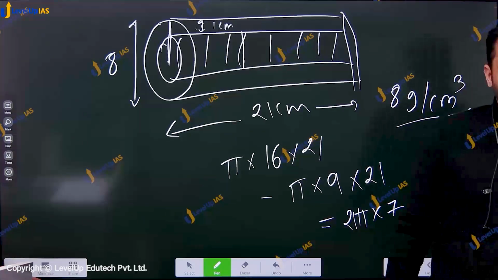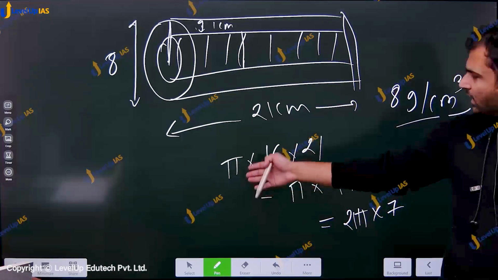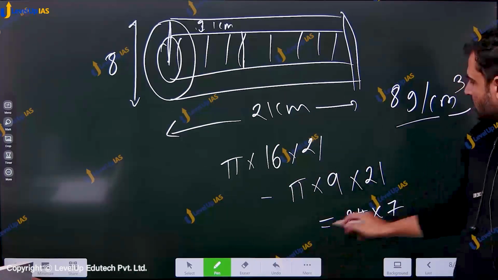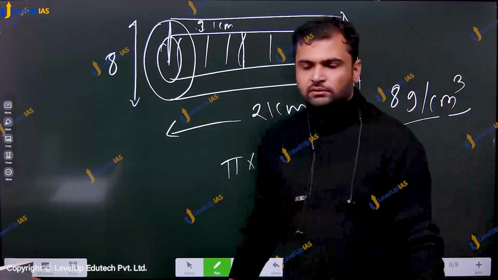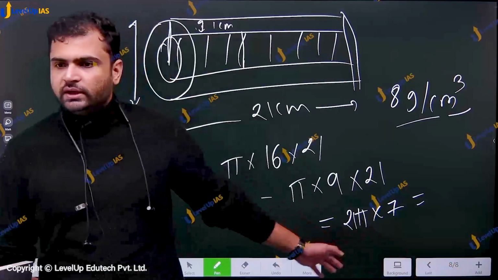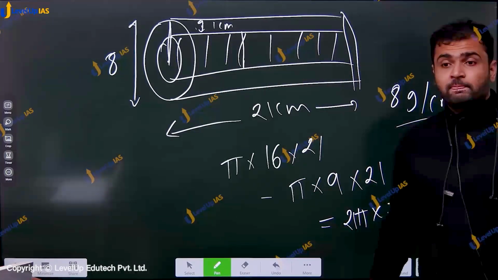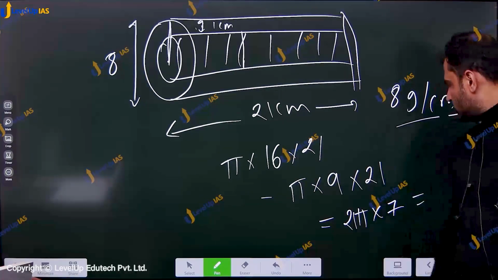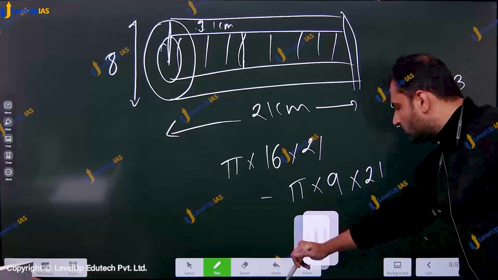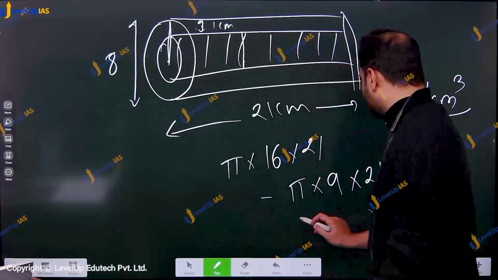Did you take 21 pi common? Minus into 16 minus 9 is 7, which is pi r square h, yes, the volume of a cylinder. 21 sevens are, 22 by 7, right? Because finally you will have to cancel it.